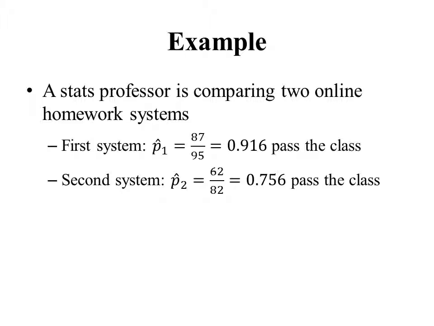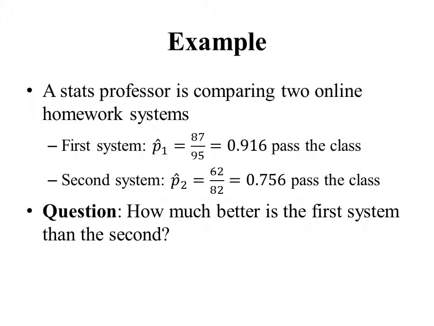Then she lets 82 students use the second system. 62 of them pass the class, and so that means about 75% of students who use the second system pass the class. And so based off of this result, it looks like System 1 does a little bit better than System 2 in terms of the percentage of students who pass the class. But we want to ask the question, just how much better is the first system than the second system? The first appears to be better, but just how much better is it?